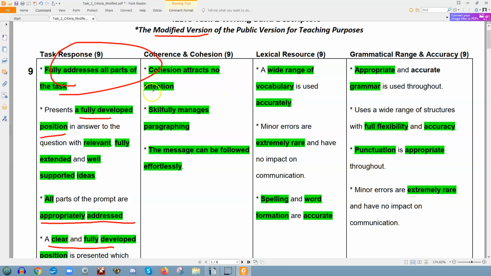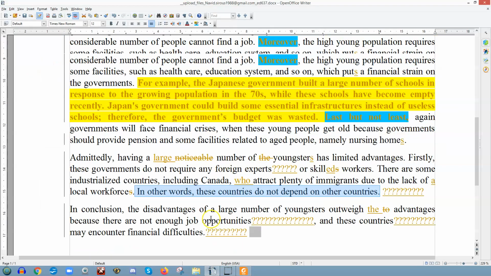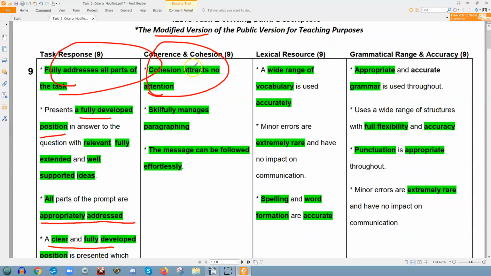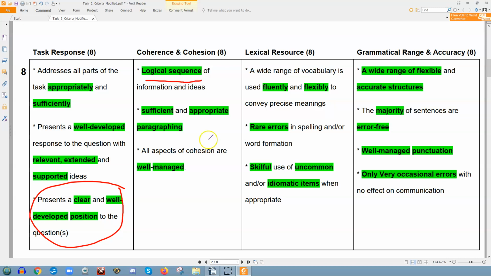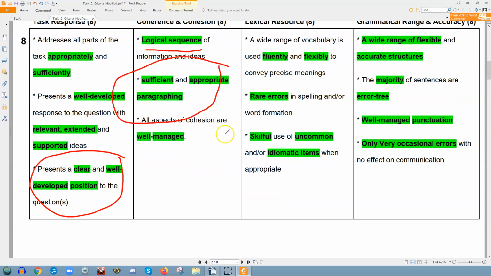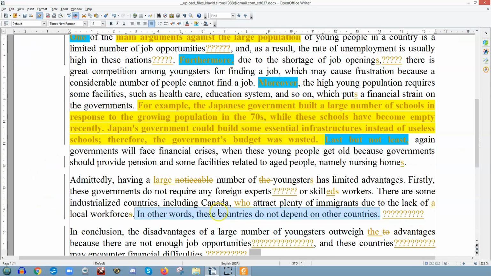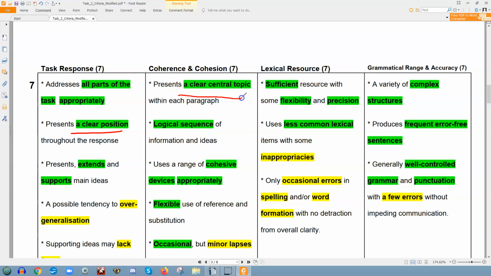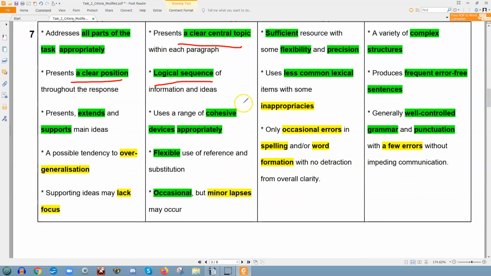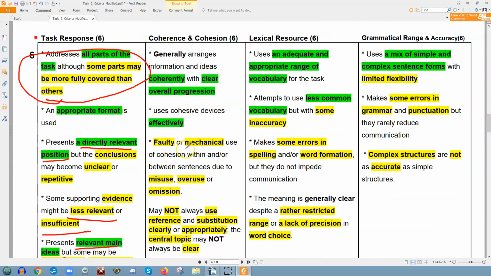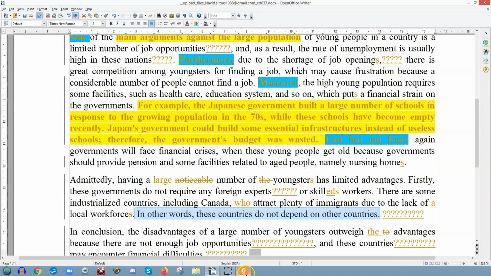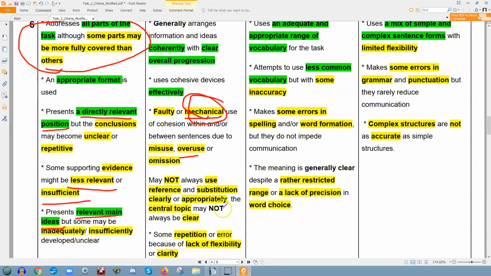Okay. Cohesion attracts no attention. Well, it certainly does when you've got all these discourse markers. One, furthermore, moreover, last but not least. That certainly draws attention. So, logical sequence of information, no. You've got that massive paragraph 2, which is huge. Then you've got a very small one for the opposite side, so that doesn't really work. Clear central topic, no. Logical sequence, no. Appropriate use, no. Right. Mechanical use. When you've got things like, one, furthermore, moreover, last but not least, that's what the examiner would consider mechanical use.